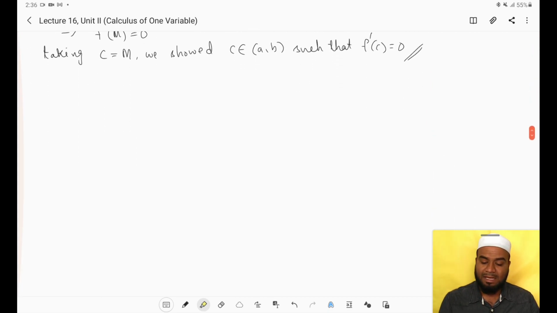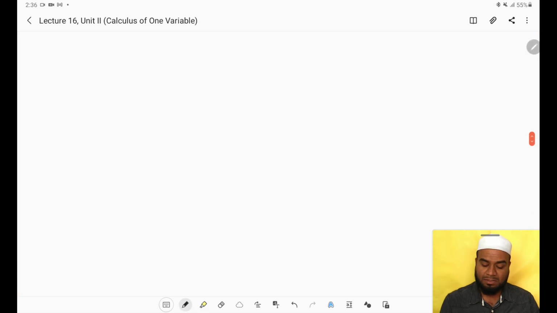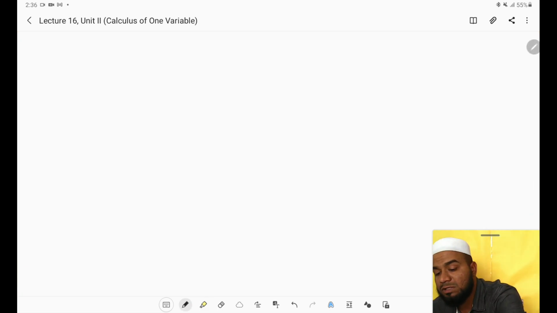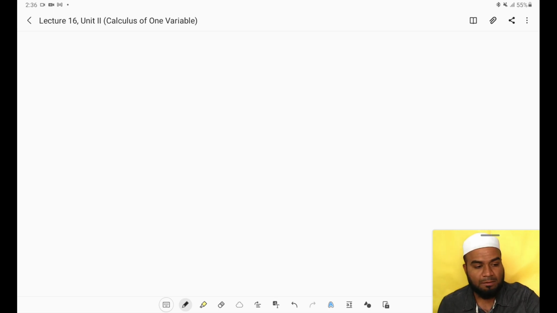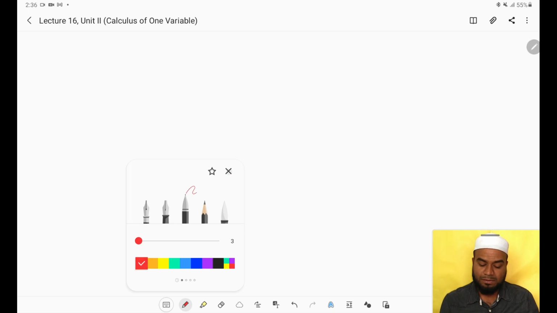Now, in the last class we have seen problems related to Rolle's theorem. Verification of Rolle's theorem we have seen. Now we are going to see the applicability of Rolle's theorem. One function will be given, and we have to check whether Rolle's theorem is applicable for that function or not. That kind of problems we are going to see now.